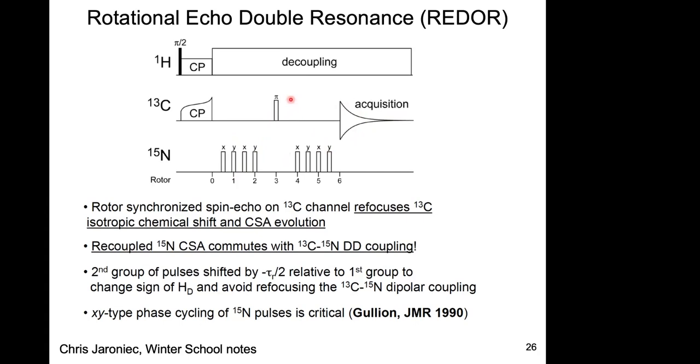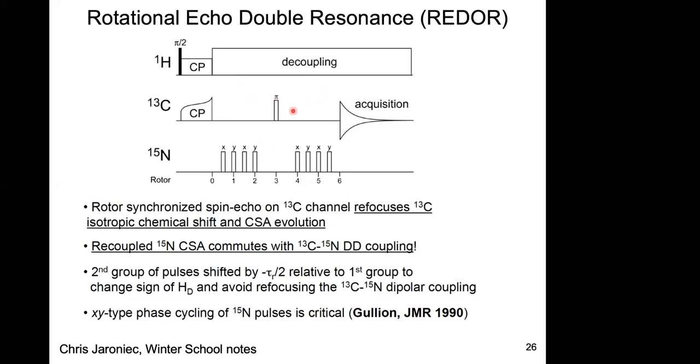You have to do two experiments. One experiment just has the carbon pi pulse and nothing happening on the other channel. That's called S0. And then in the other experiment, you have the other channel, and all the pulses come. The reason to do that is, again, as you wait for a longer and longer REDOR pulse train in order to measure weaker and weaker dipolar coupling, longer distance, you suffer from T2 relaxation, transverse relaxation, on the carbon channel.